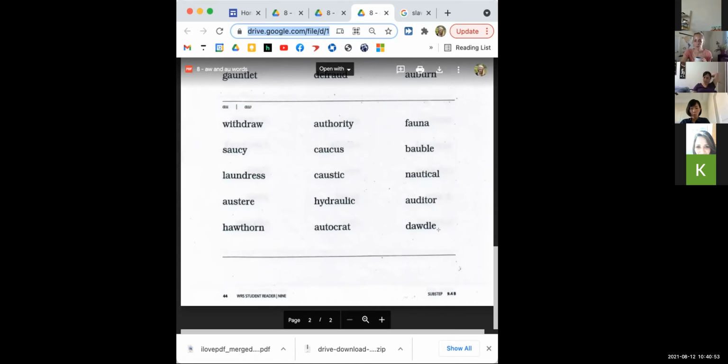And we have the word dawdle. Dawdle. Dawdle. Okay, how about this one? Yes, that one. We're going to divide the syllable here. We have our AW, which makes the sound aw. Thorn, hawthorn, hawthorn.